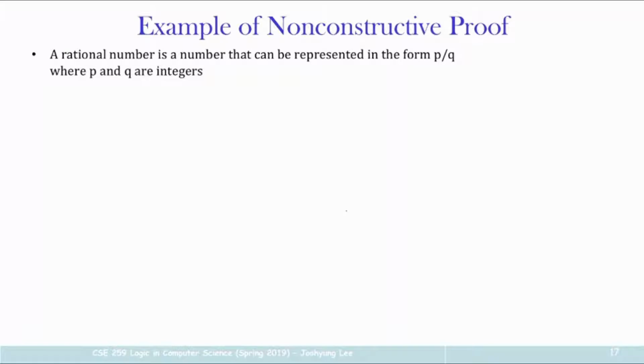How do you know that the square root of 2 cannot be represented, no matter what p and q you use, you cannot write it as p over q? How do you know that? Anyone? Okay, good. So we'll look at why today.